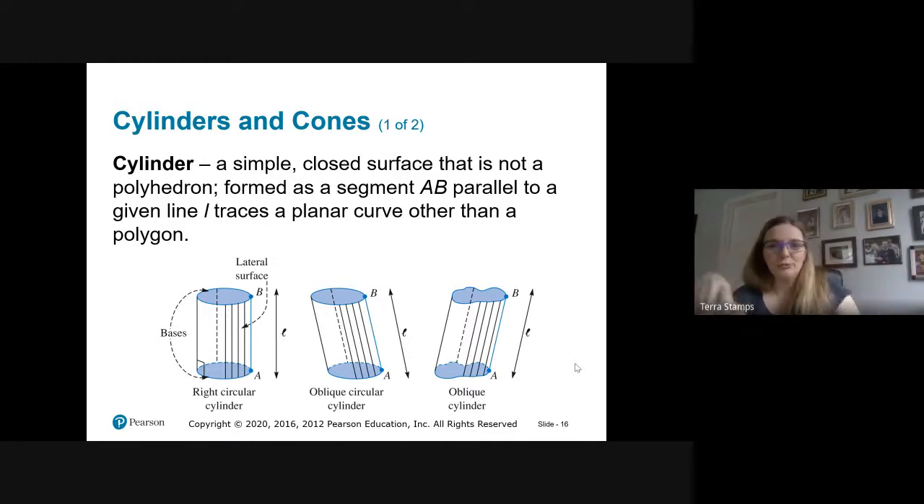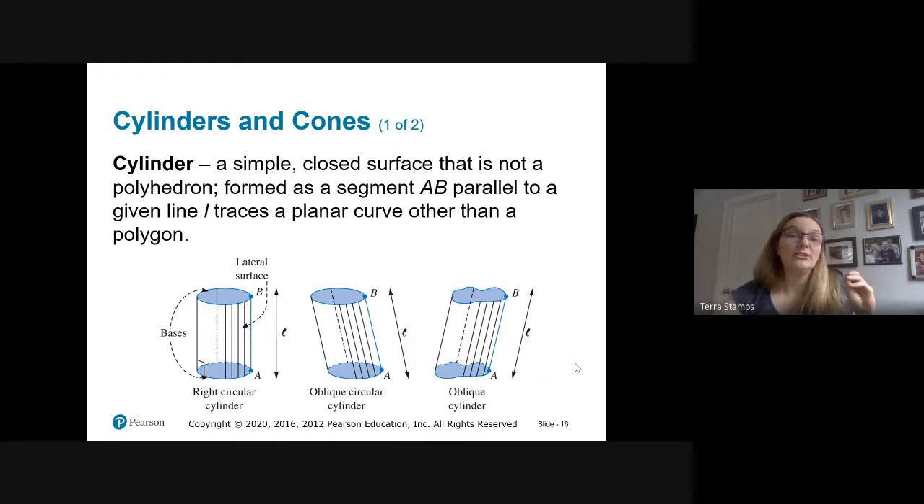All right, here's a cylinder. A cylinder is like a soup can, right? You've got parallel bases that are the exact same shape, they're congruent. And then you've got this lateral surface that extends from one base to the next. We can talk about having a right cylinder or oblique. Right, again, meaning a 90-degree angle, going straight up and down. Oblique meaning kind of kicked over one way or another.